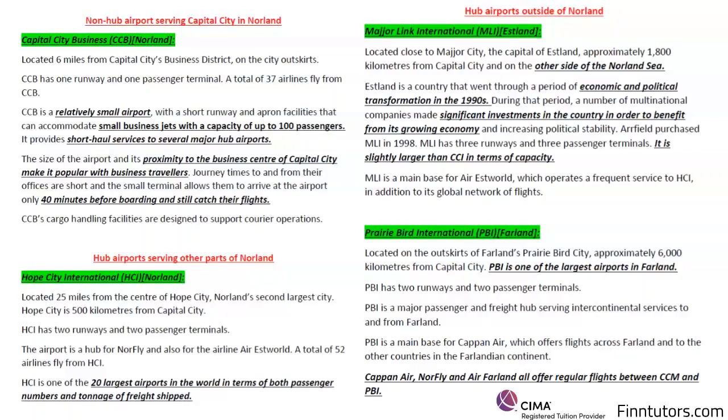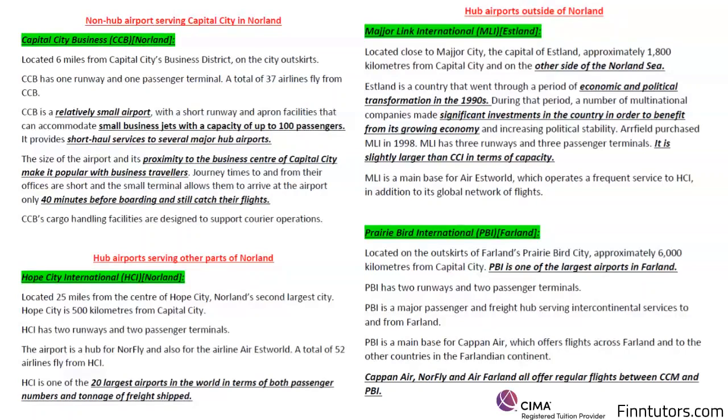Now this is located 25 miles from the center of Hope City. This is the second largest city in Norland. Hope City is 500 kilometers from capital city, which is your stronghold. HCI has 2 runways and 2 passenger terminals. The airport is a hub for Norfly and also for the airline Air Estworld. A total of 52 airlines fly from HCI. HCI is one of the 20 largest airports in the world in terms of passenger numbers and tonnage by freight.